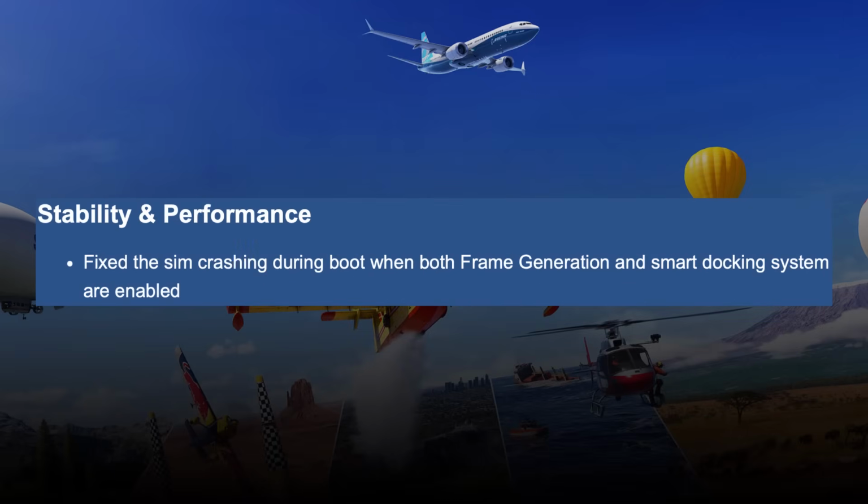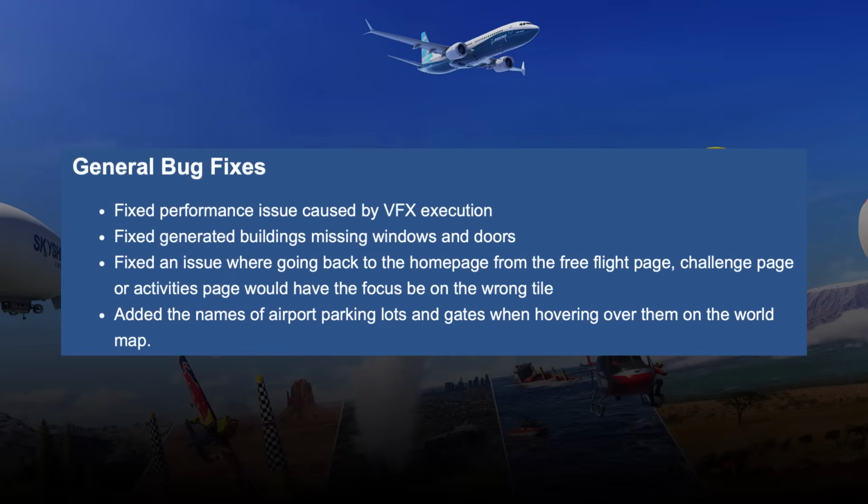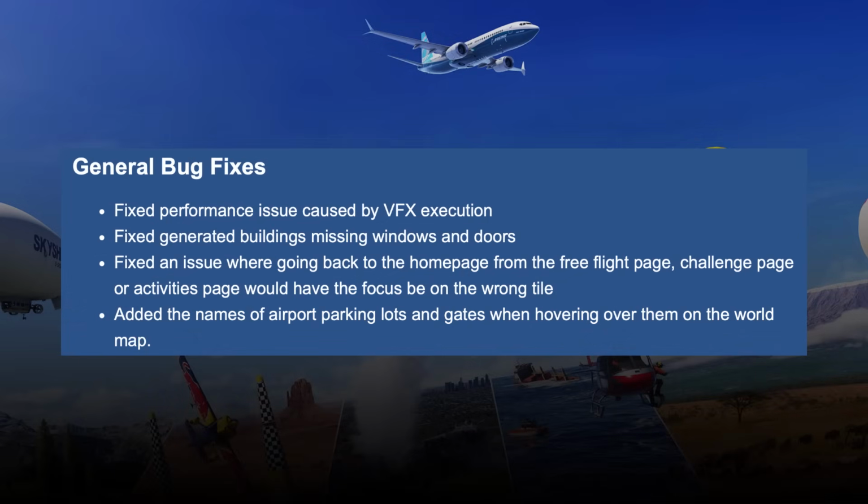Then we move over to stability and performance: fixed the sim crashing during boot when both frame generation and smart docking system are enabled. For general bug fixes, they fixed a performance issue caused by VFX execution, and I know a lot of people will be excited about it, the generated buildings have their windows and doors back. They disappeared in the last build, but they've returned.